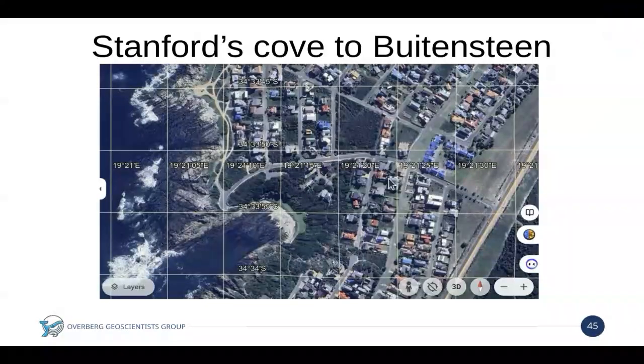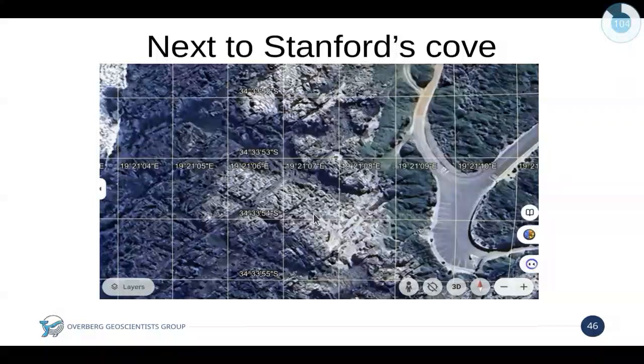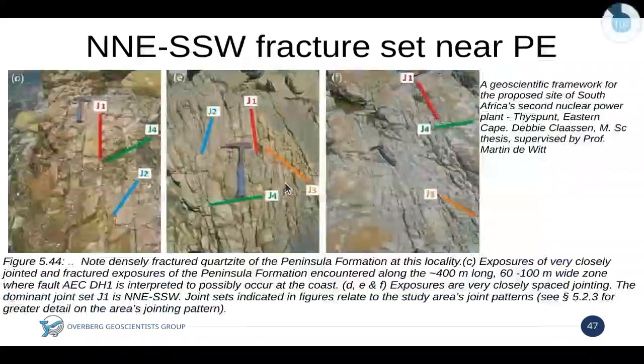And Stanford's Cove, there again, you have bedding, very steeply dipping bedding, and the extension fractures. And there's even over there some displacement along a fault parallel to these extension fractures. So they are not simply joints; they are actual, real fractures, extension fractures.